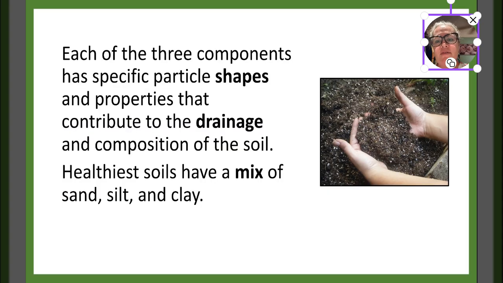Each of the three components has particle shape and properties that contribute to whether or not water can move through that soil and how much air is going to be contained in that soil. So it contributes to the drainage of that soil. The healthiest soils have a mix of all three.